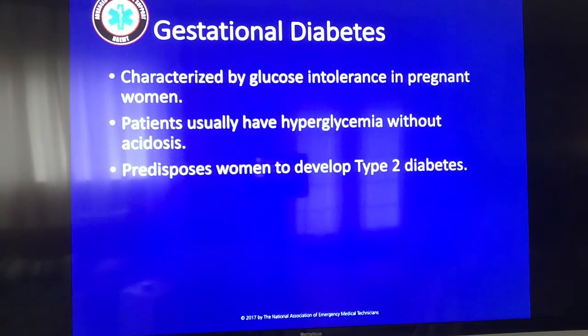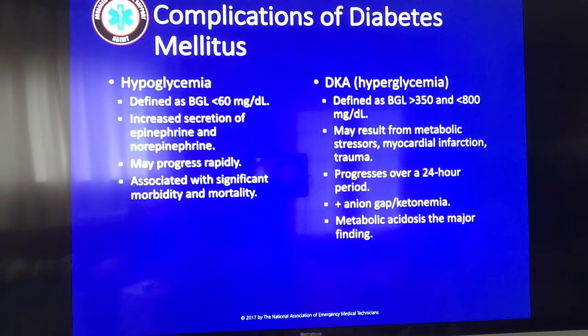Gestational diabetes occurs around the time when the female is pregnant. It shows her that she might have a propensity to develop diabetes type 2 in the near future. Now, the difference between hypoglycemia and hyperglycemia.